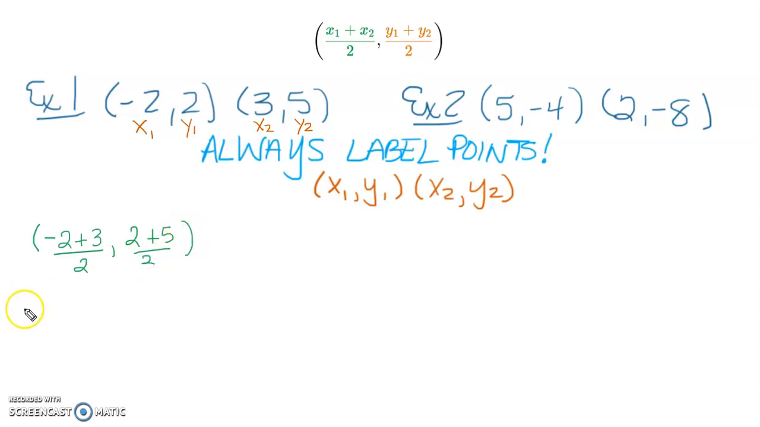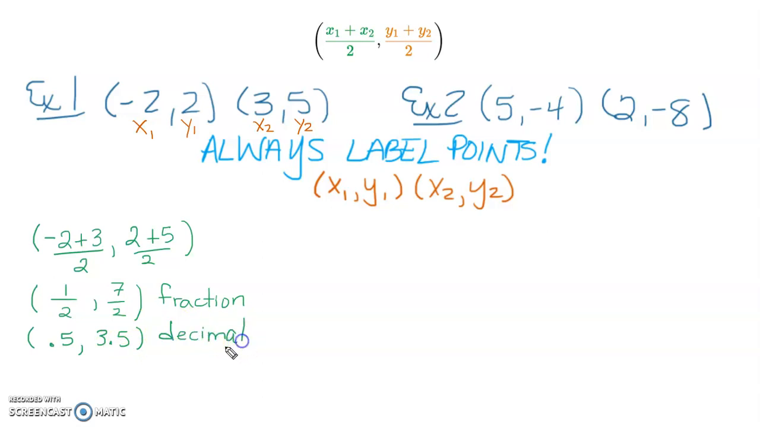And then from here, we're just going to simplify. So we get -2 plus 3 is 1, and that's going to be out of 2. 2 plus 5 is 7 out of 2. Now, I can leave this here. This is the fractional answer. Or if you're not comfortable with fractions, you can divide them out. 1/2 is 0.5, and 7/2 is 3.5. And here we have the decimal representation. And either one is acceptable.